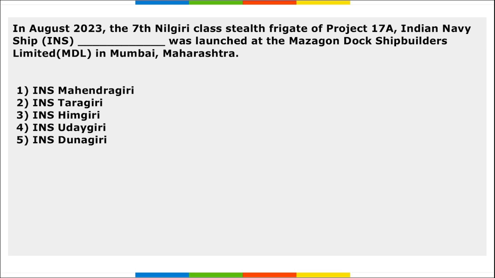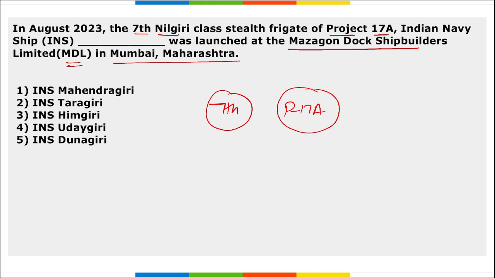Next, in August, the 7th Nilgiri class stealth frigate of Project 17A of Indian naval ship Dash was launched at the Madgaon Dock Shipbuilders Limited in Mumbai, Maharashtra. So, which is that 7th Nilgiri class stealth frigate of Project 17A of the Indian Navy ship Dash, that is INS Mahendragiri? If we talk about INS Mahendragiri, remember this was launched at Madgaon Dock Shipbuilders Limited in Mumbai, Maharashtra.